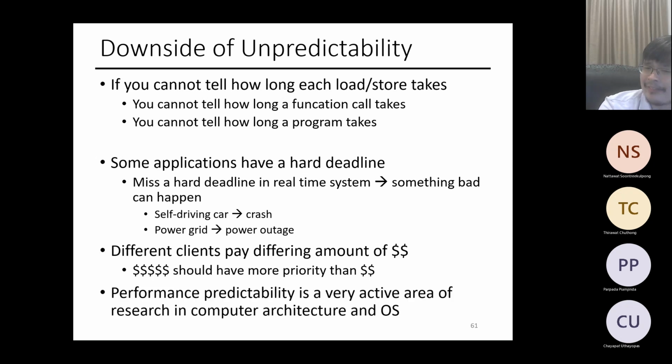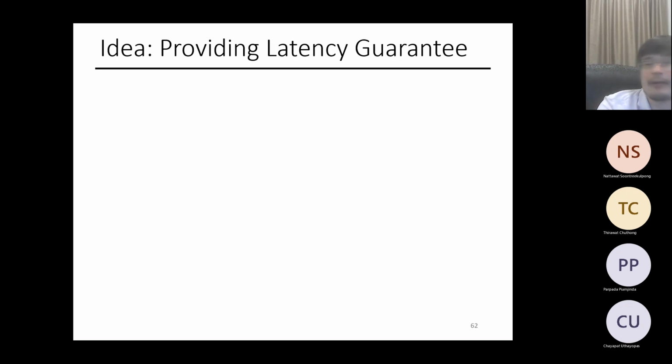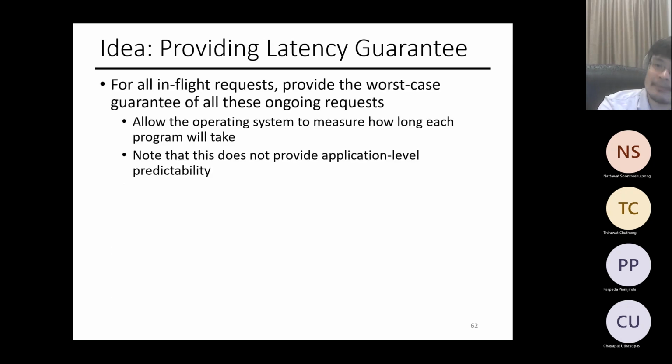Performance predictability is still a very active area of research in both architecture and OS to provide some guarantee on how long a request would take. Right? For example, if you can provide a worst case guarantee for all ongoing requests that the operating system is handling right now, this allows some applications at least some load store latency guarantee. But it doesn't mean that you have application level predictability yet, right? Because you have to coordinate with the OS.